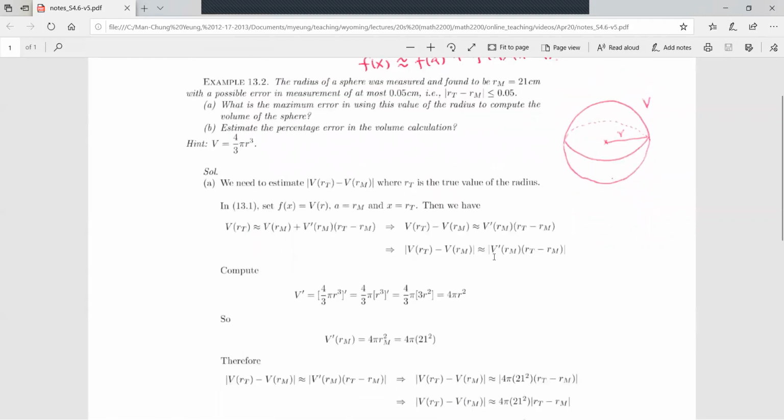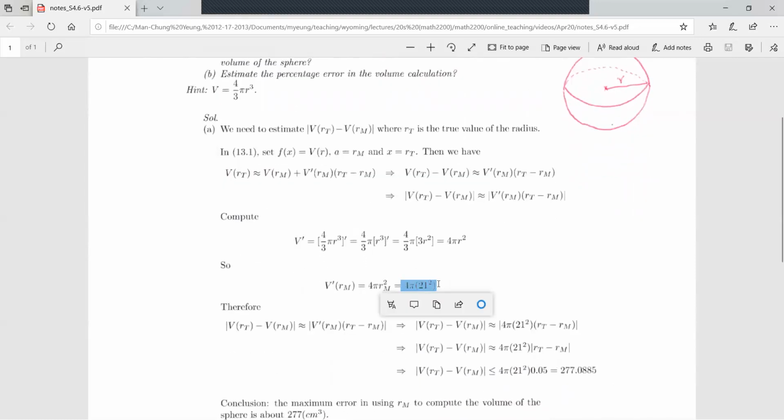Now I compute the derivative of V and evaluate the derivative at Rm. Take derivative of V with respect to R, then we get 4 pi R squared. Plug in Rm for R, Rm is 21, we get this number. Now, put this number in the derivative here. Then we get this approximation.